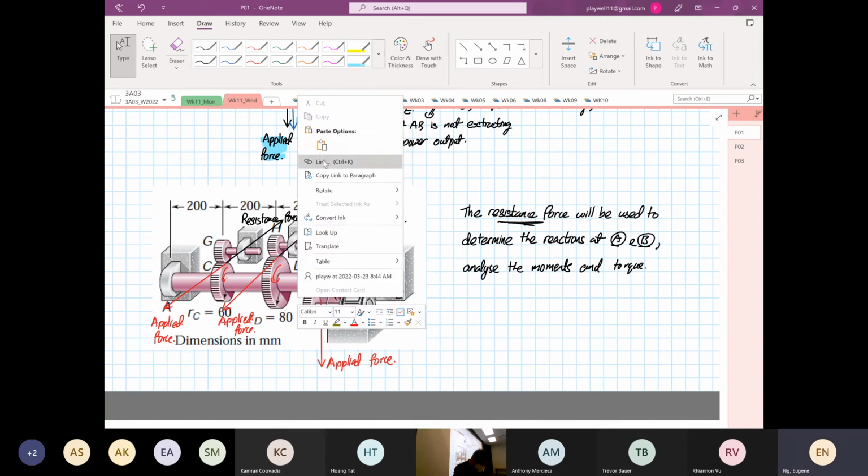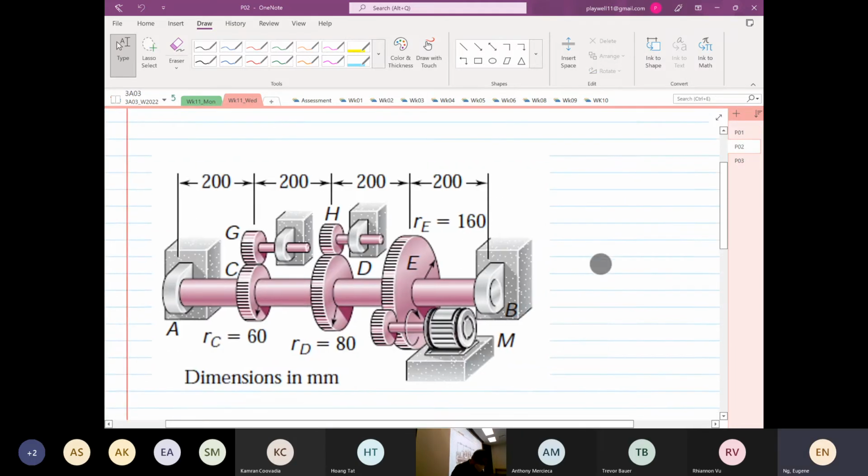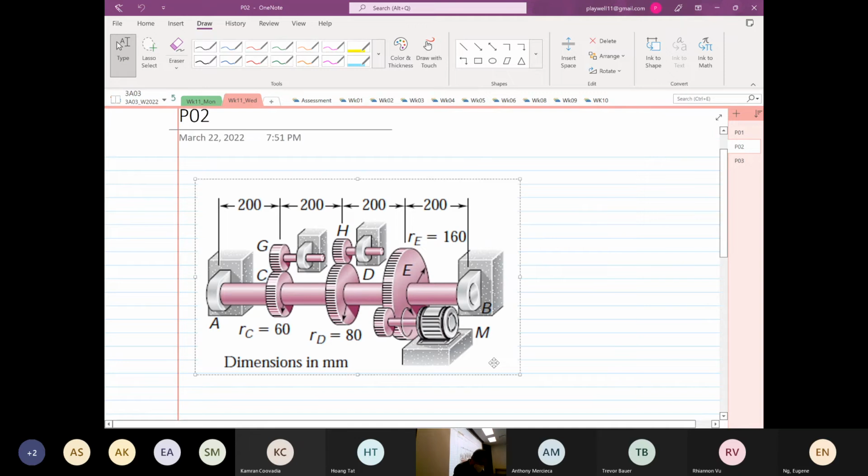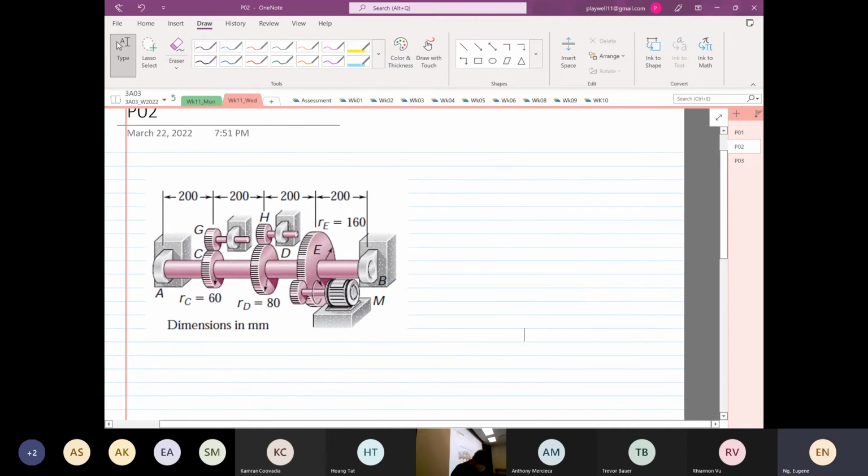I'm going to use the same figure. Oh, I have it over here. I beg your pardon. Okay. So I'm going to again draw our transformation x, y, and z. So first thing we're going to do is we are going to determine the resistance force.